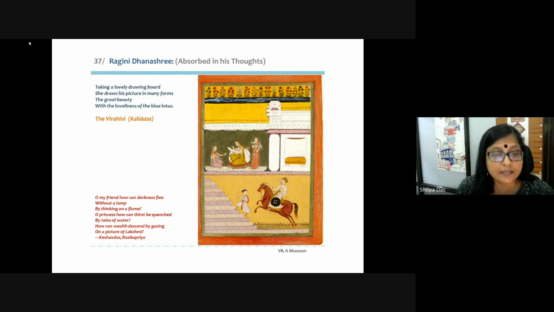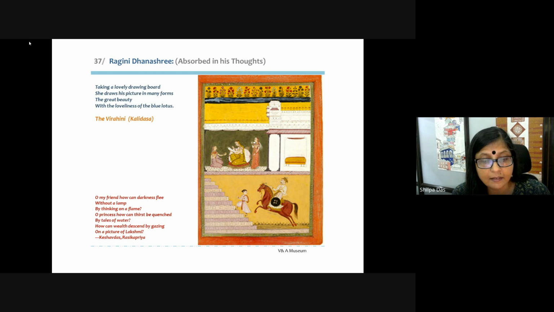Okay. So this Ragini Dhanashri is also that, a Nayika overcome by the pangs of separation. And interestingly, what are the details that you see here? It is similar to some of the paintings we have seen because they are all around the same centuries. The painting is divided into different horizontal registers, and the Nayika is in the middle register, somewhere on a terrace or a veranda like space, and she's sketching or painting.